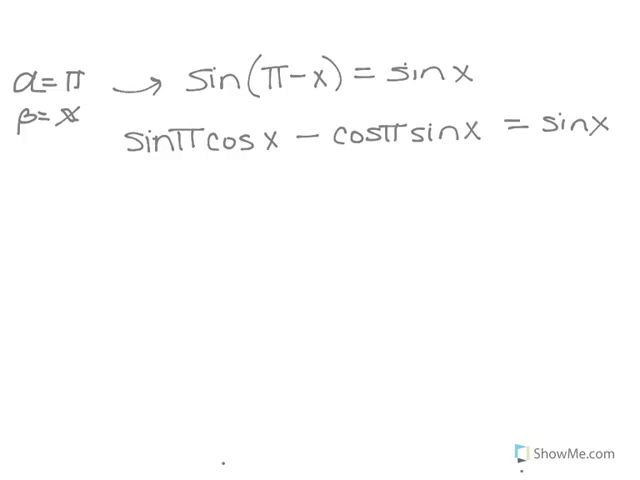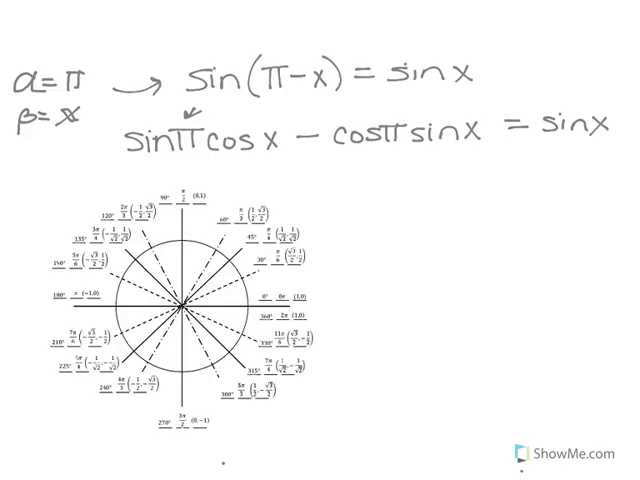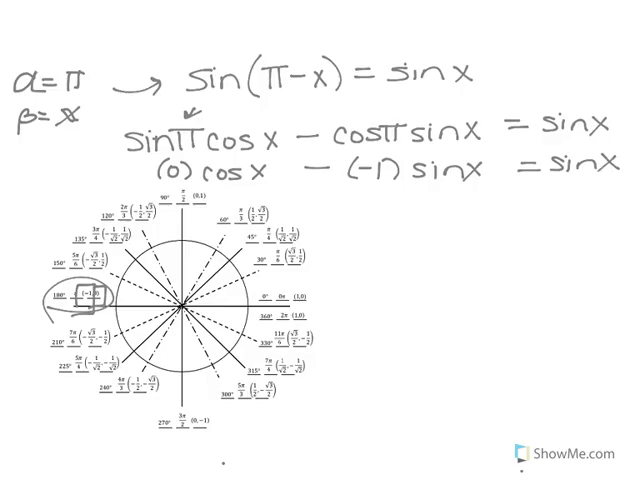So let's bring out that unit circle, because we can evaluate sine of pi. So sine of pi is over here, and it's right there. So sine of pi is actually 0. So we have 0 times cos x, and we can evaluate the cos of pi, and it's negative 1. So negative 1 times sine x equals sine x.